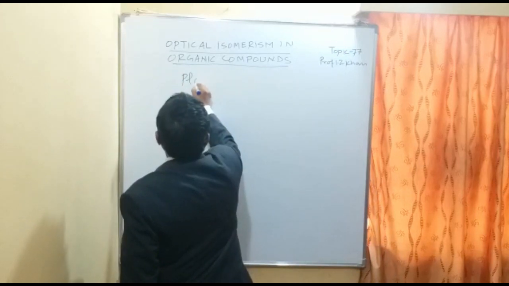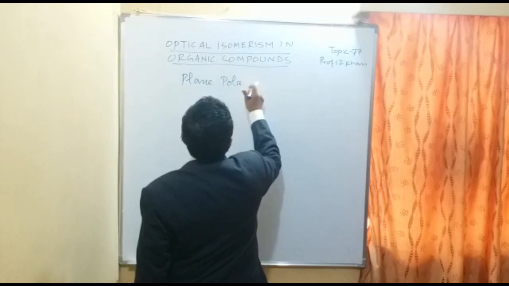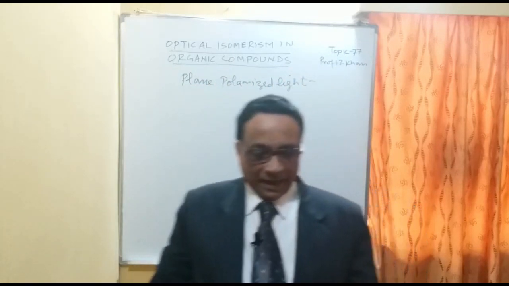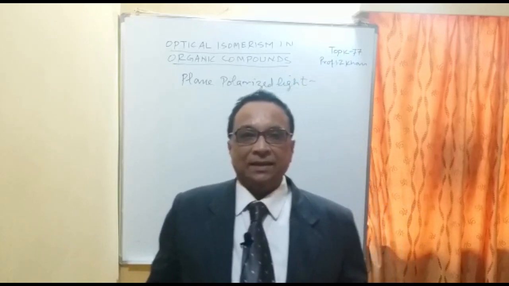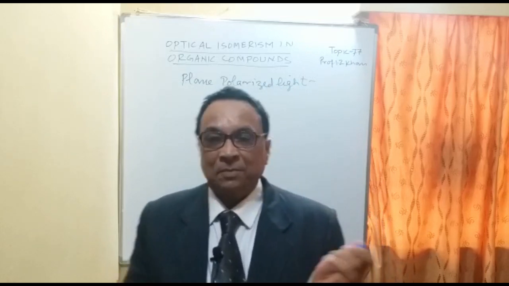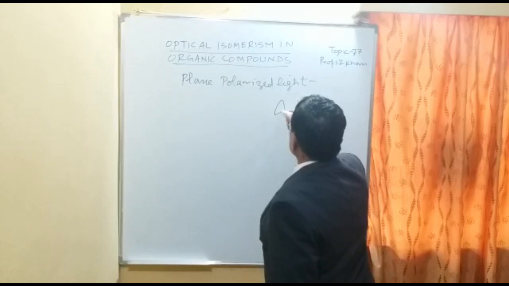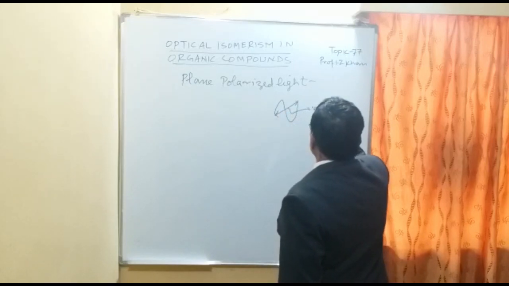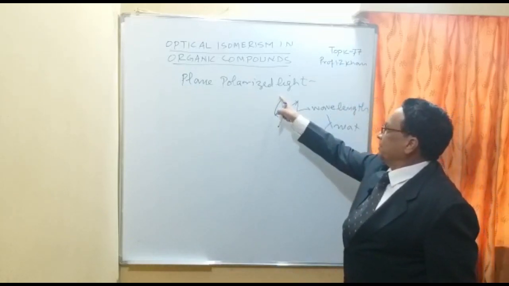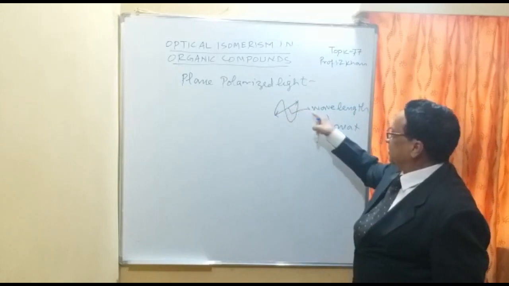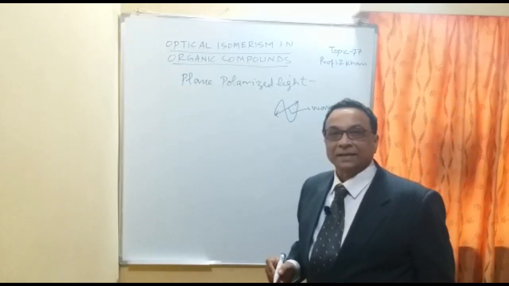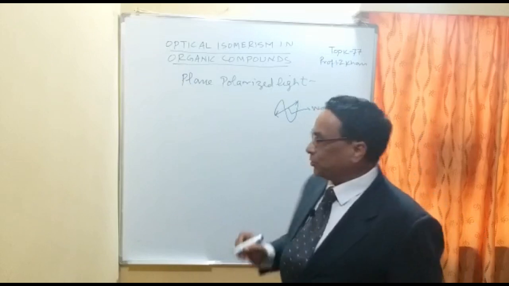Now I want to explain what is plane polarized light. Actually, you might have seen the sunlight. Sunlight is giving light in all directions with different types of wavelength and frequencies. Wavelength means the distance between maxima and minima, that is crest and trough. The distance between the maximum and minimum of any light is called wavelength, represented by lambda max, and the number of waves per second is called frequency, which is represented in reciprocal centimeter.